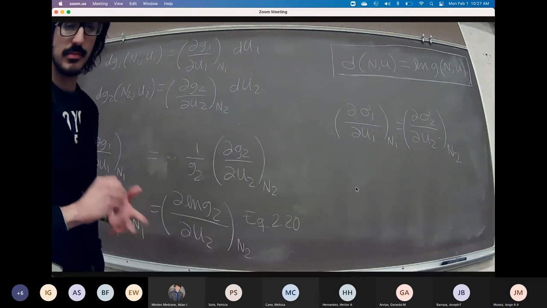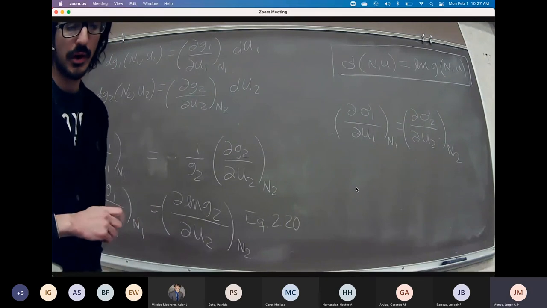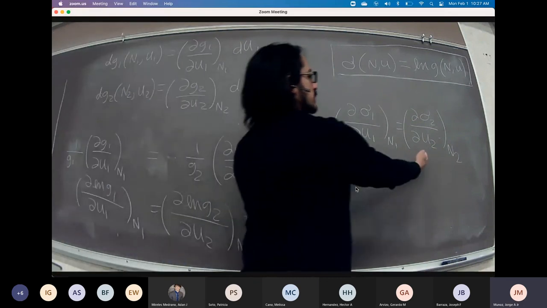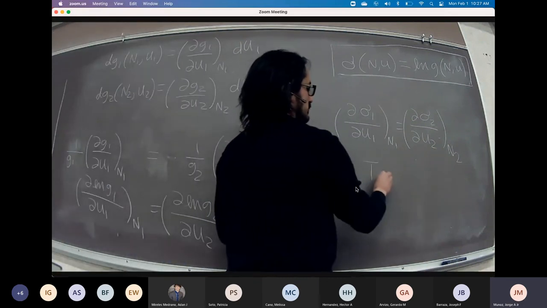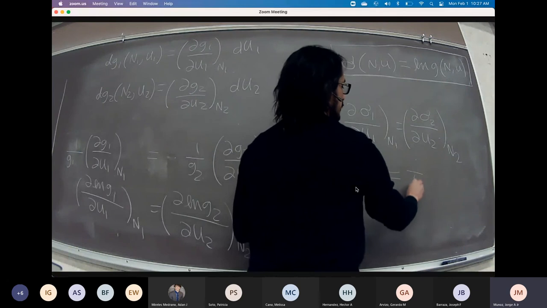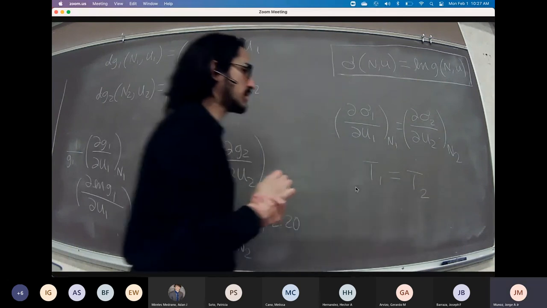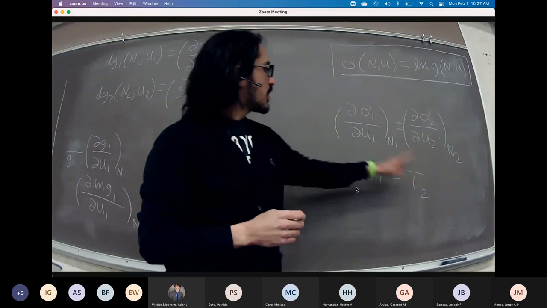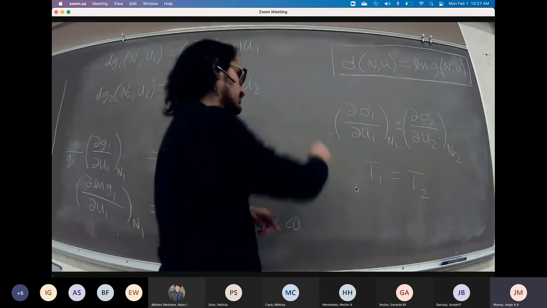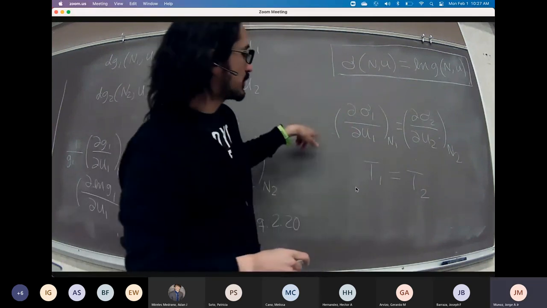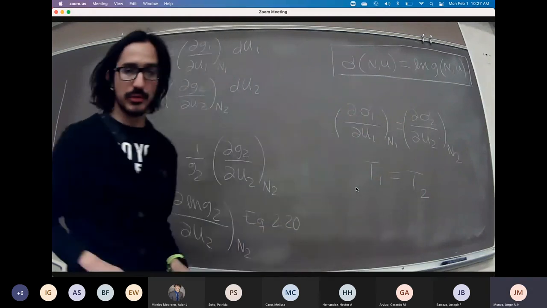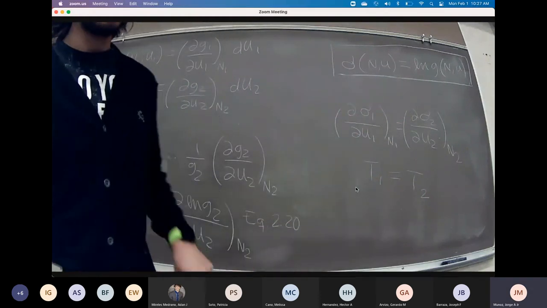And I guess I will leave it there. But if these two things are equal, another thing that is equal when the two objects are in thermal contact is the temperature. So, well, it's actually going to be 1 over T. This is also where the definition of temperature comes from. And we will see that next time.